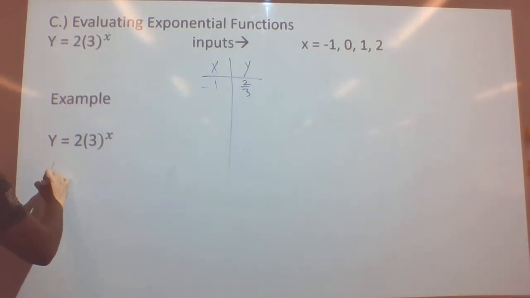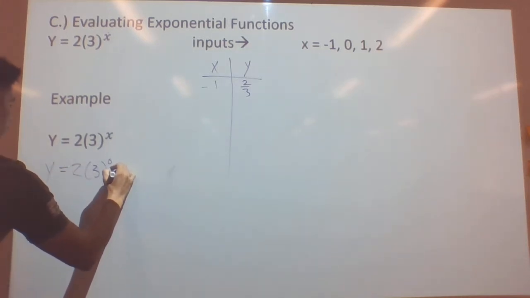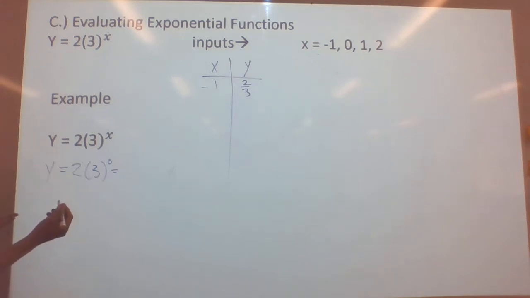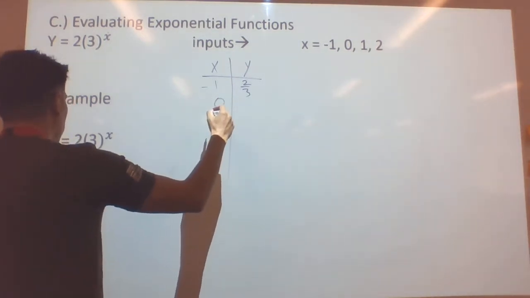We'll do 0, so y equals 2 times 3 to the 0. Anything to the 0 power is just 1. So 1 times 2 is just 2. So we can say that my x value is going to be 2.